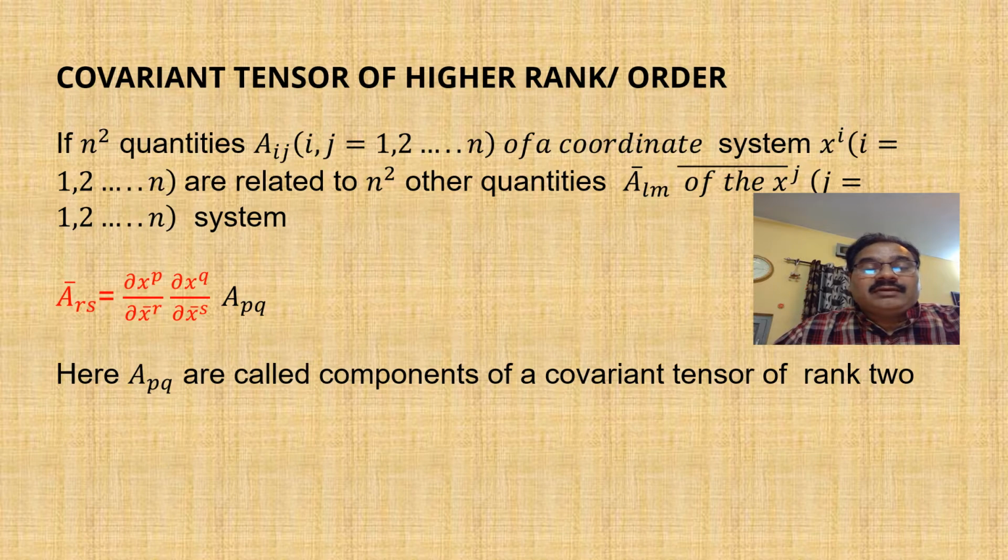You can observe here that in the covariant tensor the subscripts are r and s, and in the denominator we have del x bar r and del x bar s, and a p q is known as the component of a covariant tensor. Just look at the indices in the numerator, del x p and del x q. So a p q are called components of a covariant tensor of rank 2.